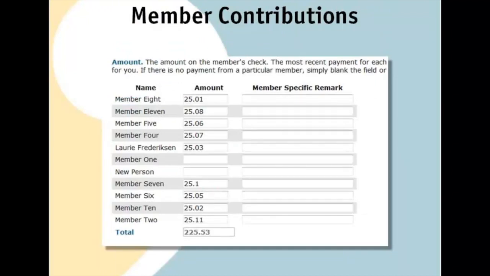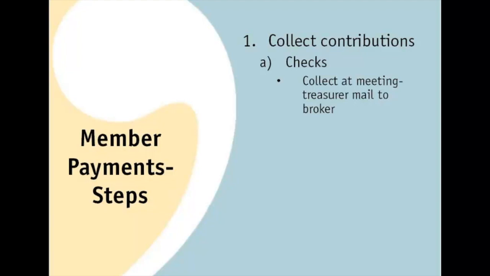At the bottom of the Member Payments form, you'll enter the amount of each member's contributions. Here are all the steps you'll go through to handle your member payments. First, you'll collect the contributions. Your club should decide how everybody will make their member payments. Everyone can write checks, and you can collect them at the meetings and mail them in, or your members can mail their checks directly to the broker themselves.